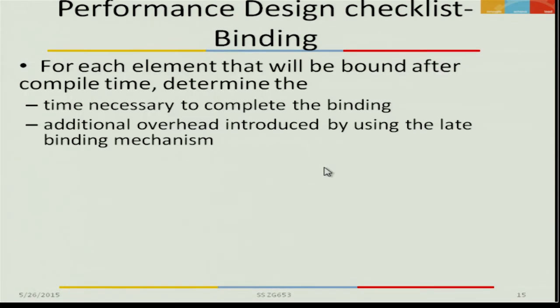Performance design checklist. We're talking about binding now. One element can be bound after compile time. Basically determine the time required to complete the binding, and oftentimes if you go for dynamic binding, it causes an overhead. So late binding and dynamic binding do cause overhead, and if you want your application to be really fast, you need to analyze this dynamic binding and decide whether you really need it. If you don't need it, you should eliminate or completely avoid such late binding mechanisms.